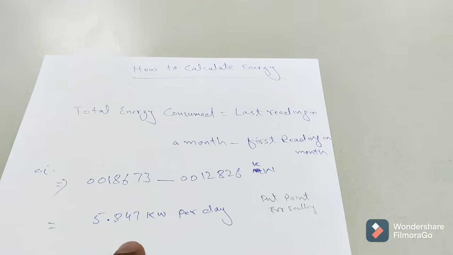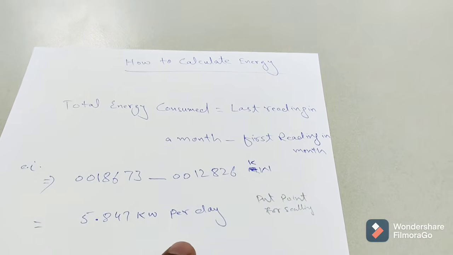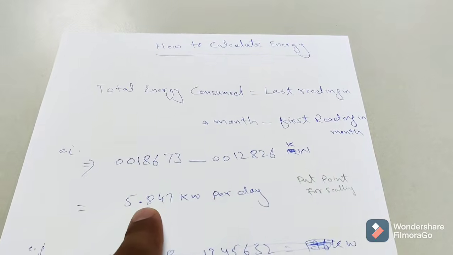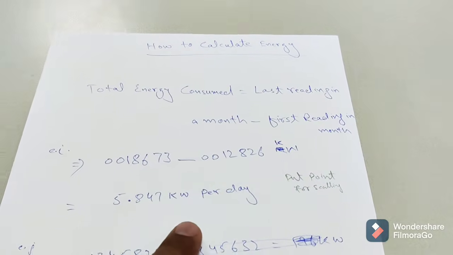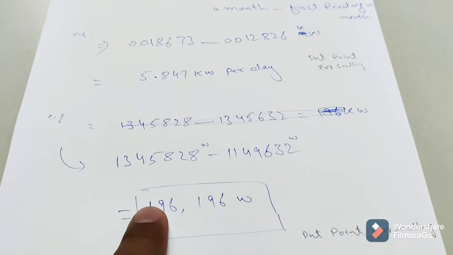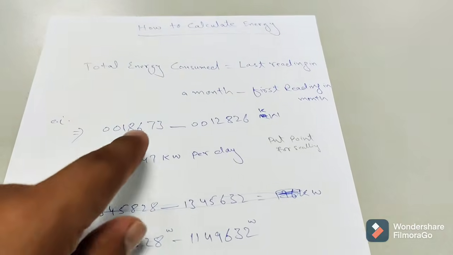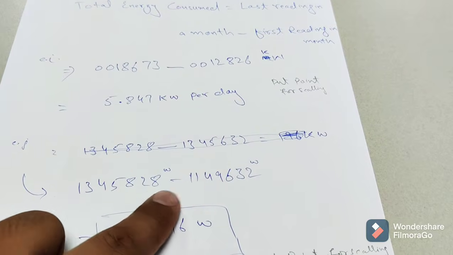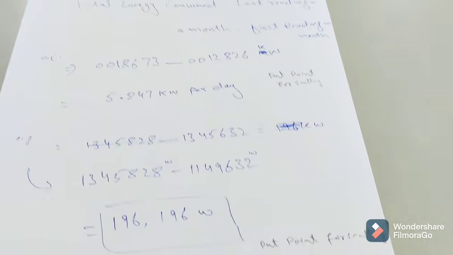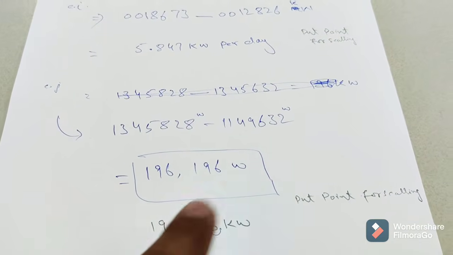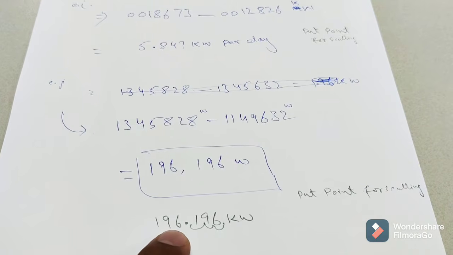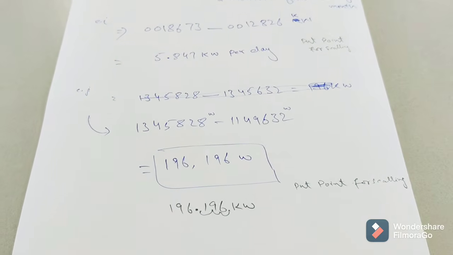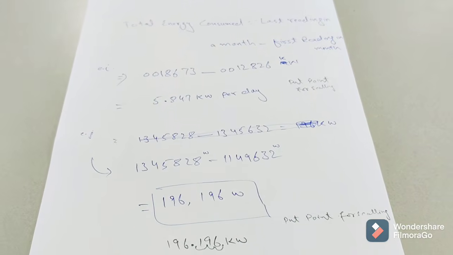So we will subtract this one, and it will come to 5847 watt per day, but we need kilowatt, so we put 5.847 kilowatt. So this is per day. Now we need per month. For example, when our reading increases it will reach 1345828 watt minus 114962 watt. So it will come to 1196196. I will put the point, 1196.196 kilowatt. So this is the per month consumption of our load. So you will calculate your load like this.